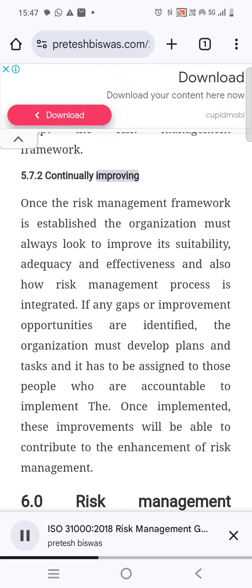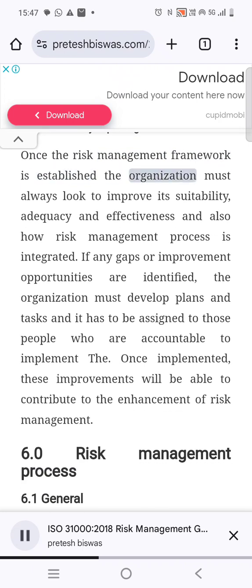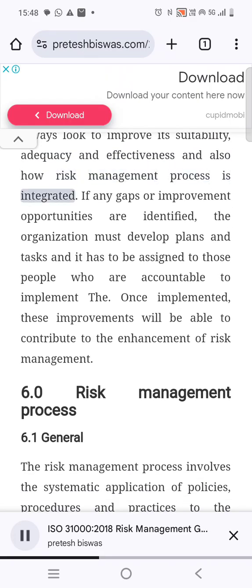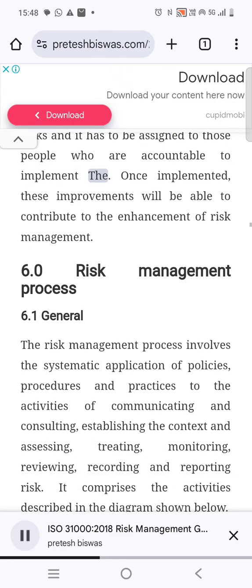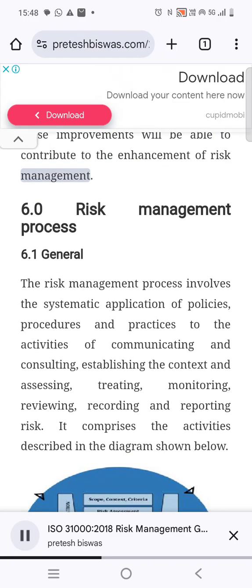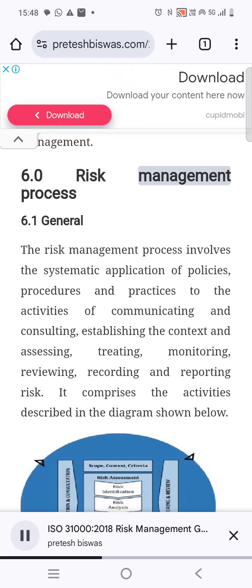5.7.2 Continually improving. Once the risk management framework is established, the organization must always look to improve its suitability, adequacy and effectiveness, and also how the risk management process is integrated. If any gaps or improvement opportunities are identified, the organization must develop plans and tasks, and they have to be assigned to those people who are accountable to implement them. Once implemented, these improvements will contribute to the enhancement of risk management. 6.0 Risk management process.